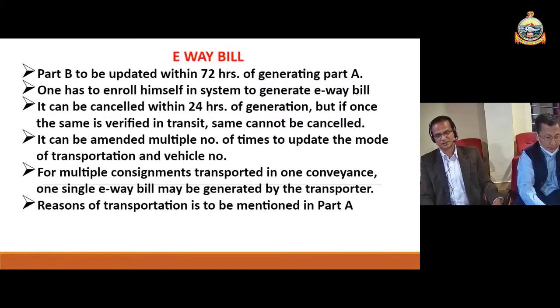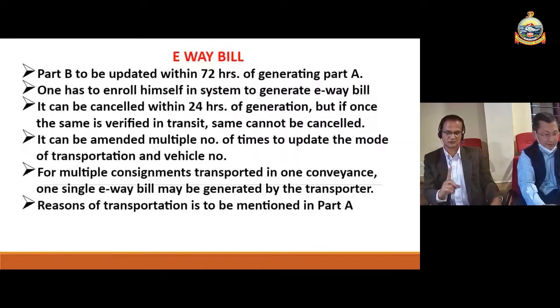It can be amended multiple number of times to update. It cannot be cancelled. It can be amended multiple number of times. Okay, for multiple consignments transported in one conveyance, those transporters like ABC Limited, ABC Transporter and all these, they transport the goods of so many suppliers at a time. So for them, they can generate only one e-way bill for one consignment.